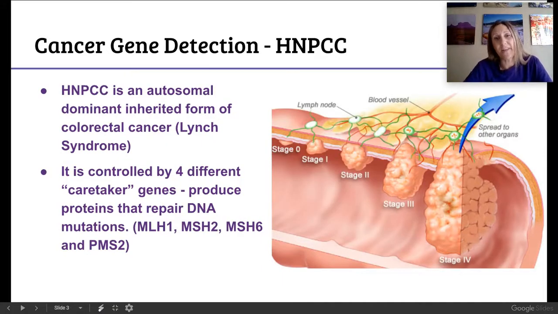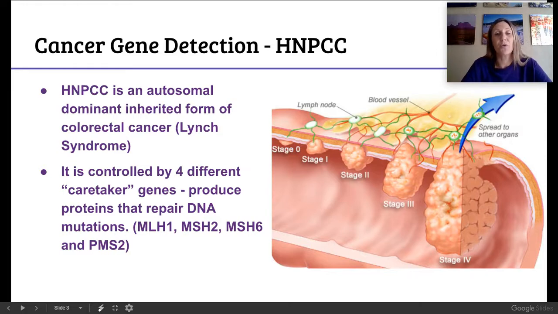The specific type of cancer that we're going to be looking at is a type of colorectal cancer, also known as Lynch syndrome. There are 4 caretaker genes that control whether or not individuals are predisposed to get this type of cancer. And for me in particular, the genetic portion of this and also the biotech portion, which we'll get into in a minute, is really what I focus on.